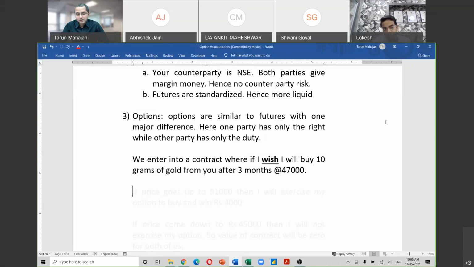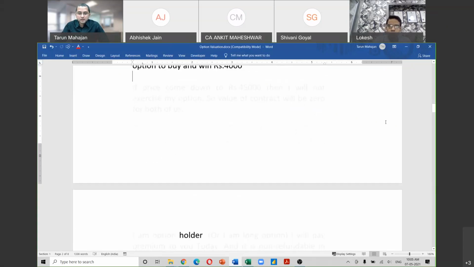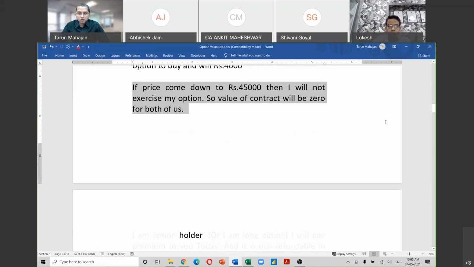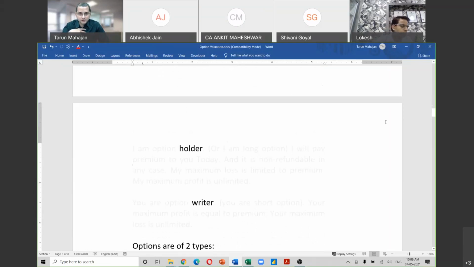Right? If price goes up to 51,000, I'll exercise the contract and gain 4,000 rupees. If price comes down to 45,000, I won't pay you 2,000 rupees. I'll not execute the contract. Now, in this contract, I am holder of option. I hold the option. You are writer of the option. I am holder of the option because I am holding the option. And you are writer of the option.